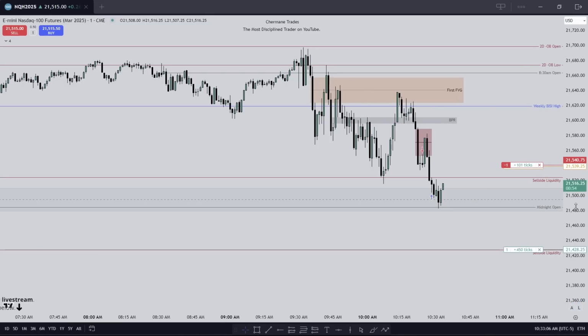So there's your midnight open. Again, that should be a partial. I only have 1 contract on, so I'm not playing with it. Just looking for those relative equal lows. This fair value gap so far, I like how we're leaving that open. That signs bearishness.